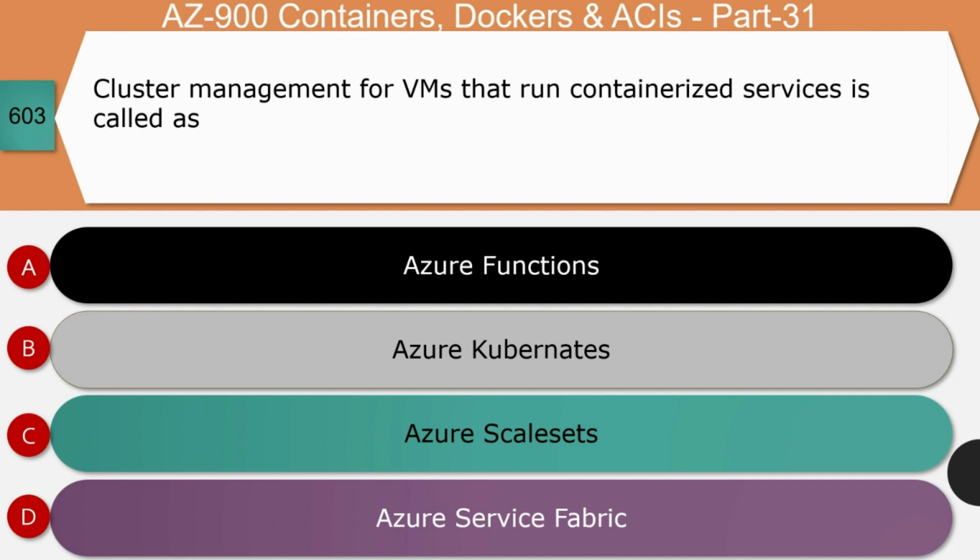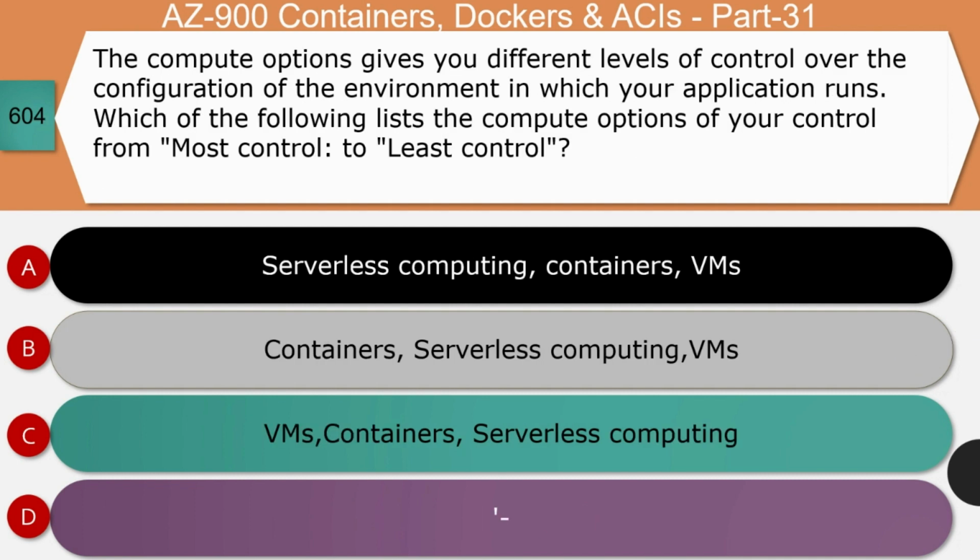Next question, cluster management for VMs that run containerized services is called Azure Function, Azure Kubernetes, Azure Scale Set, or Azure Service Fabric. These are the different services available, and the question is which is used for cluster management of VMs. The right answer is Azure Kubernetes. Azure Kubernetes Service, otherwise called AKS, is a fully managed service provided by Microsoft Azure for deploying, scaling, and managing containerized applications using Kubernetes. It's an open source container orchestration system that is very helpful for cluster management.